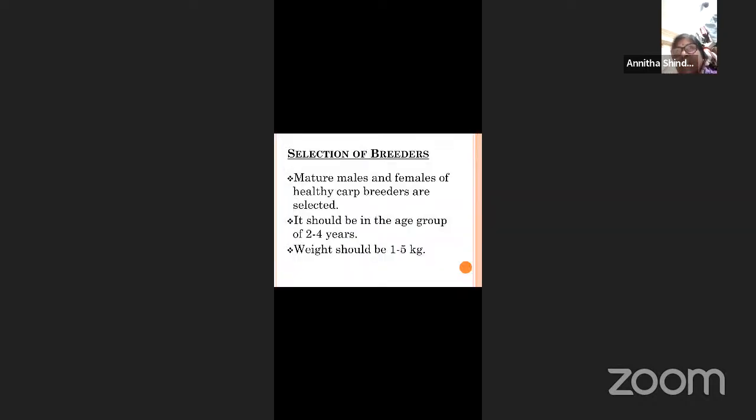Once the pituitary extract is ready, now what you have to do? You have to go for selection of breeders. Now breeders here are what? Males as well as females which are ready for the breeding. So they are called the breeders.